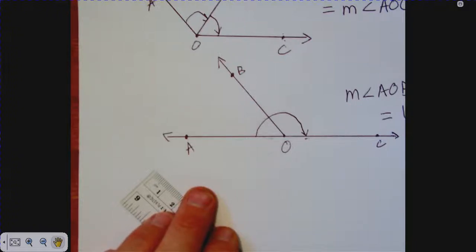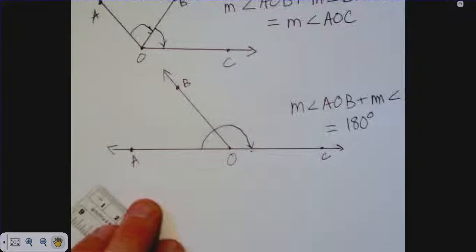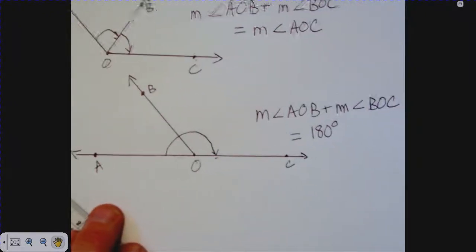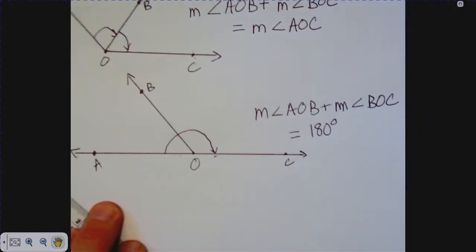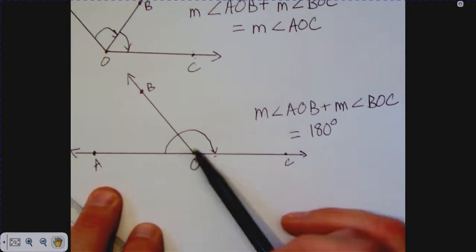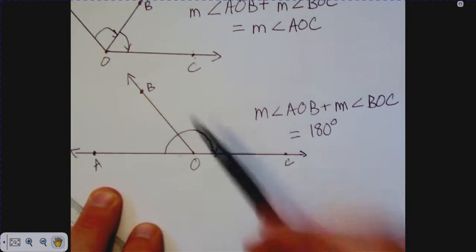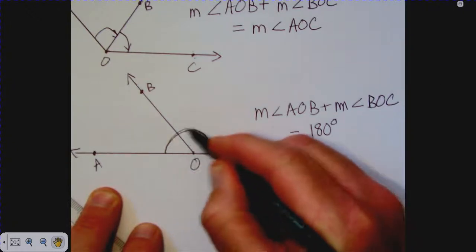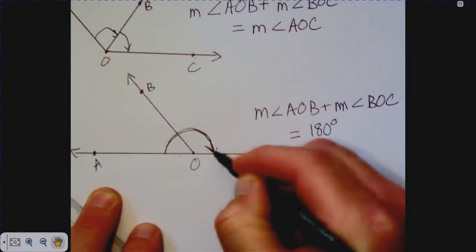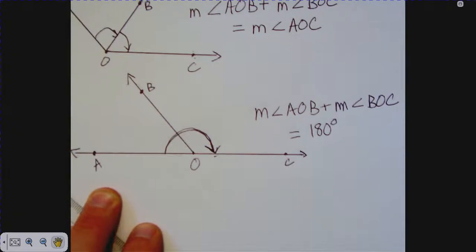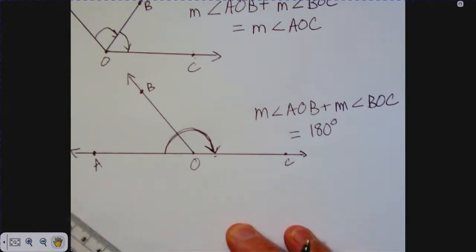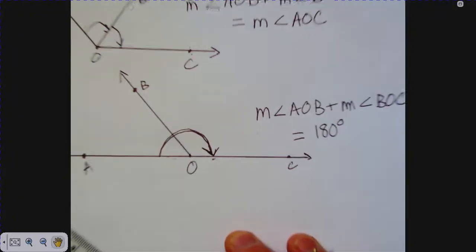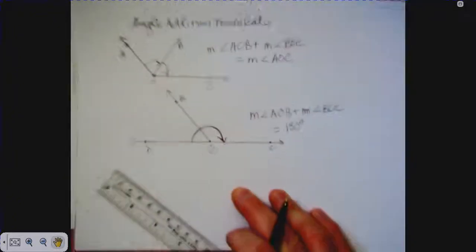Let's make sure everything's on there. Sorry about that, I chopped some of that off, but now you can see it. The measure of AOB plus the measure of BOC is going to equal this straight angle, the measure of this straight angle AOC. So that's a part of the angle addition postulate. I'm going to zoom out a little bit too.